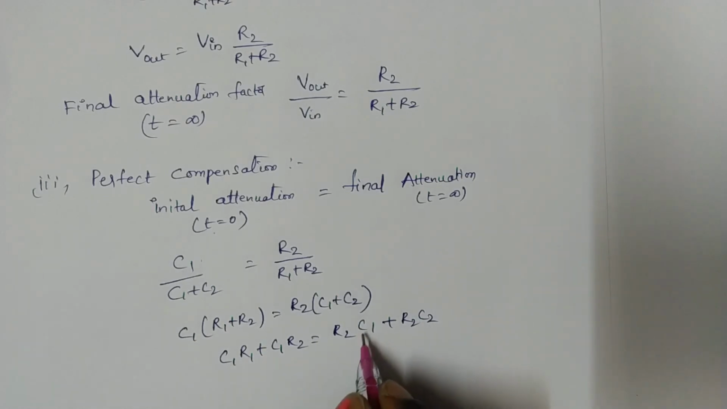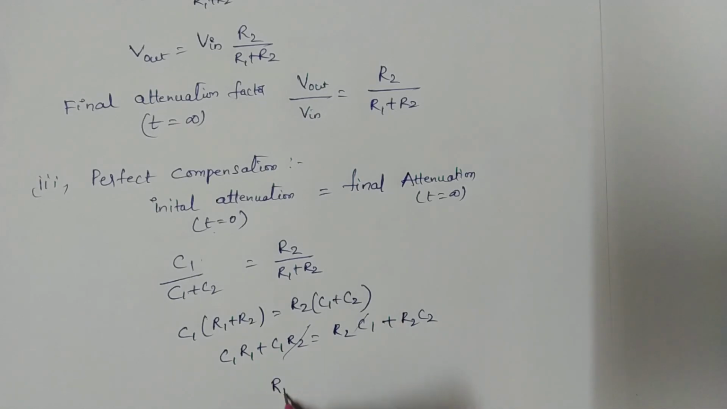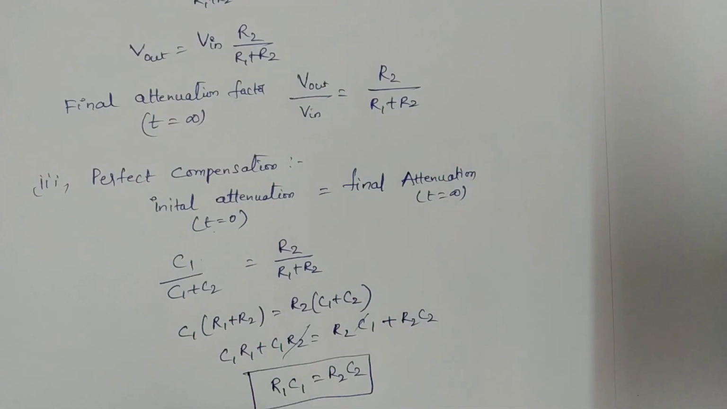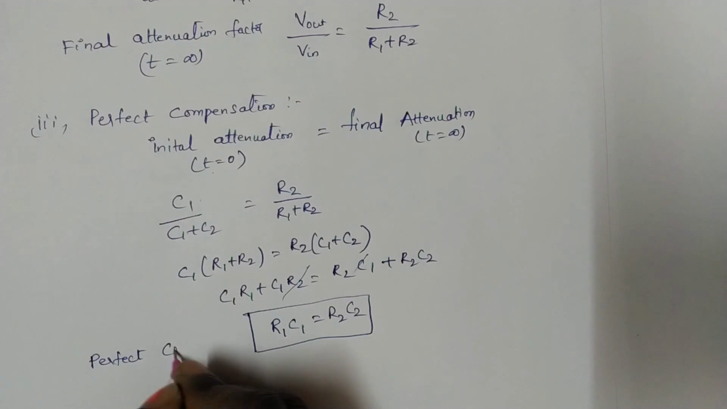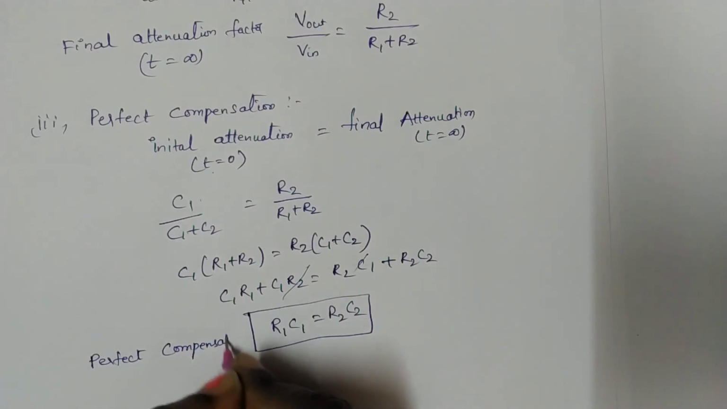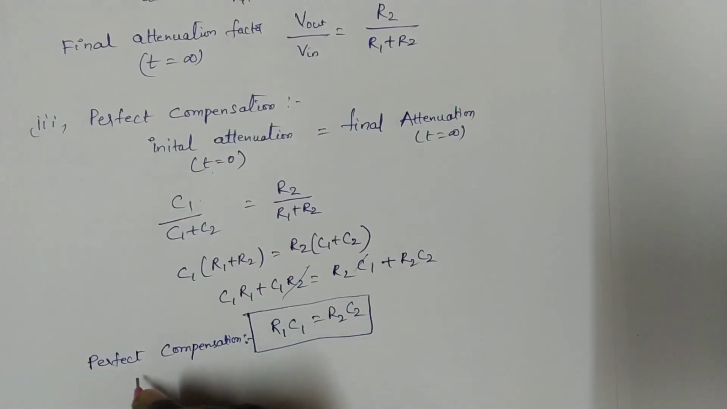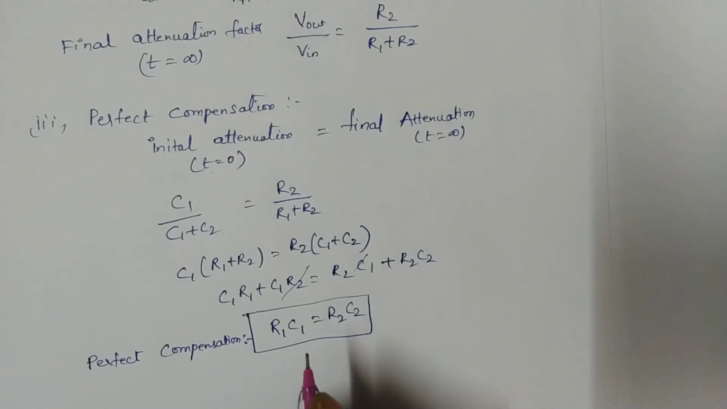Now these two terms will get cancelled. Then we will get R1 C1 equal to R2 C2. This is the perfect compensation condition. From this, we know that when R1 C1 is equal to R2 C2, then that attenuator will work perfectly.